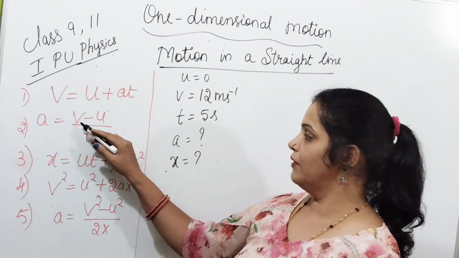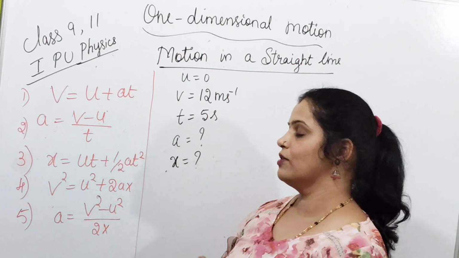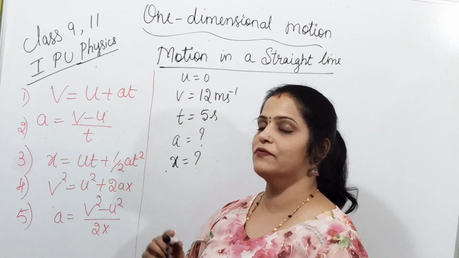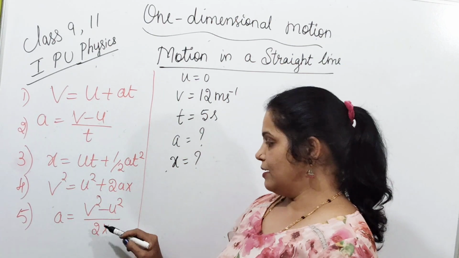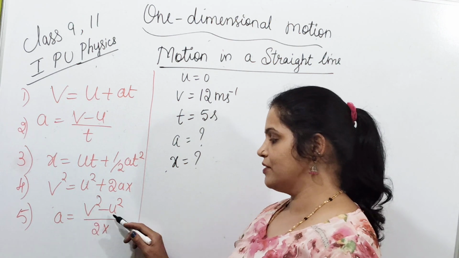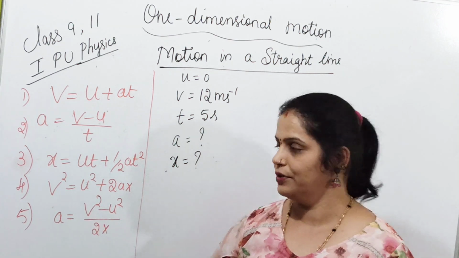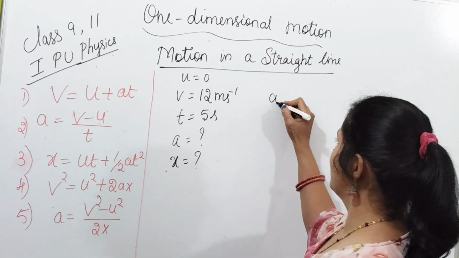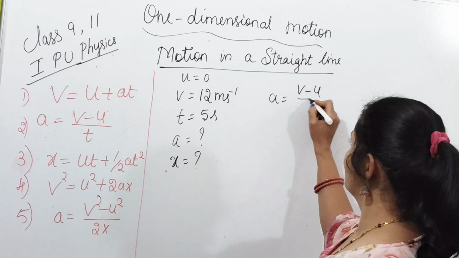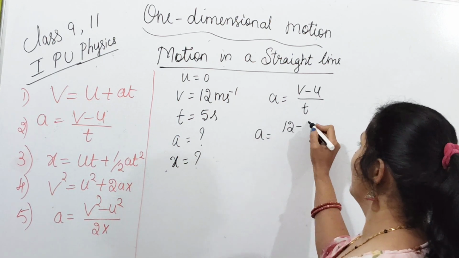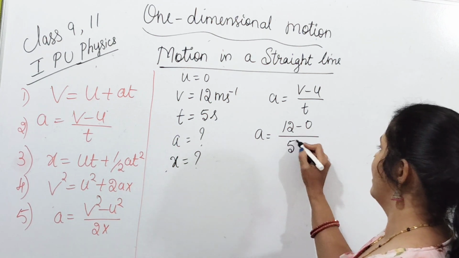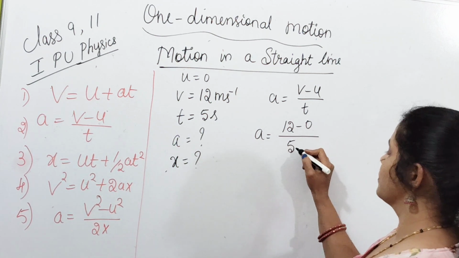Time is given, final velocity and initial velocity are known, so you can use this formula to find acceleration. If distance is known, then you can use another formula to find acceleration. So let us use this formula: a is equal to v minus u by t. So acceleration is 12 minus 0 divided by 5, and 12 minus 0 is 12 only.